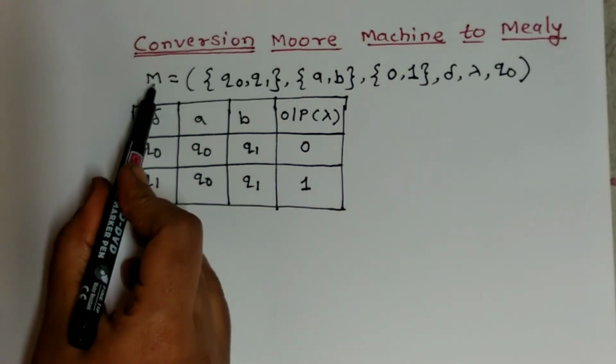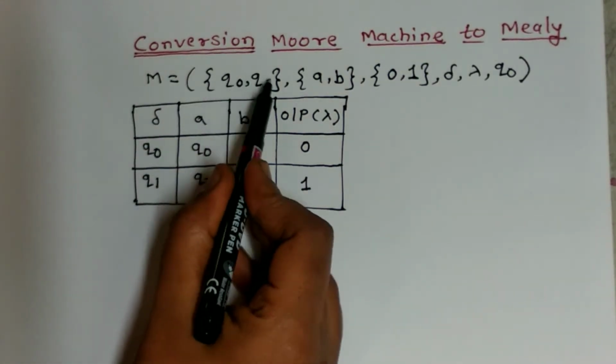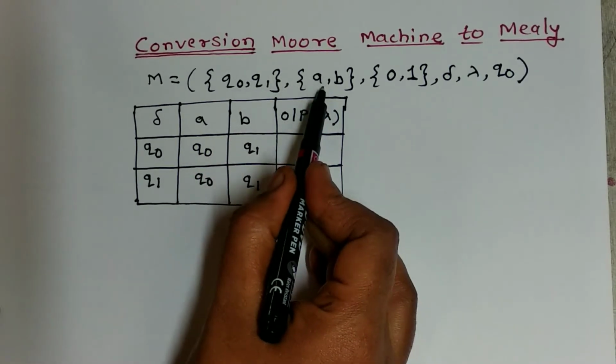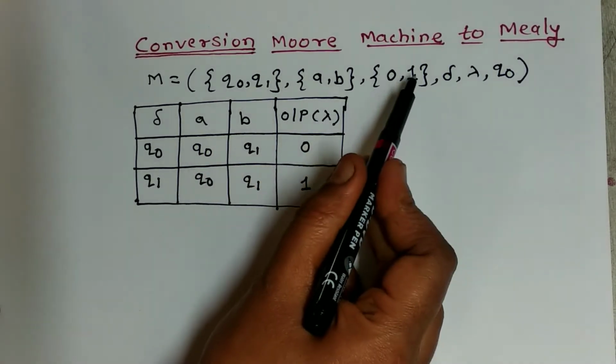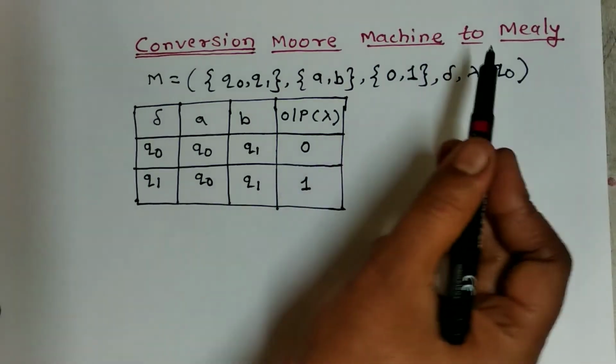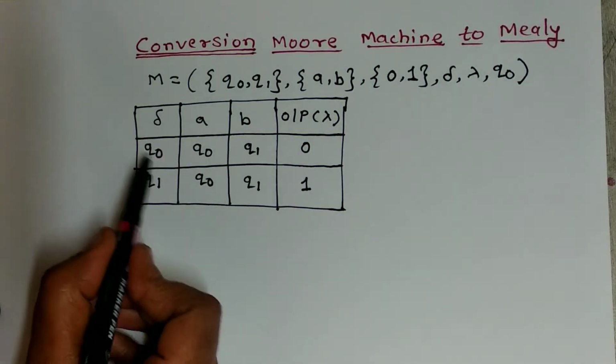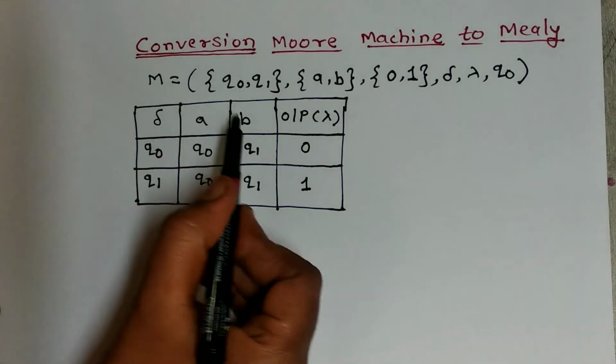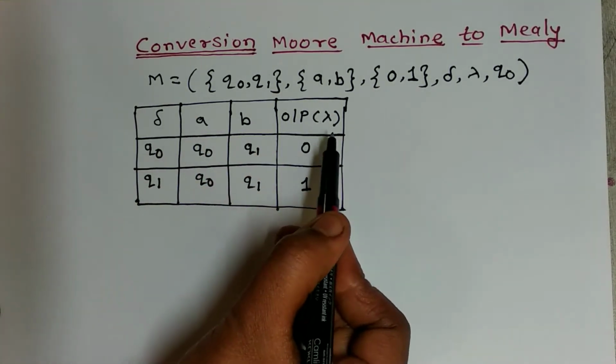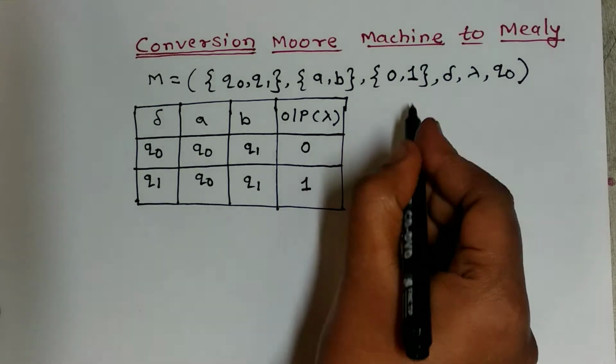M is your Moore machine. Its tuples are two states Q0, Q1, over the two inputs A and B, gives the output 0 and 1, delta, lambda, and Q0 is the initial state. So from the transition table, delta on A, B and output lambda, I am going to draw the Moore machine.